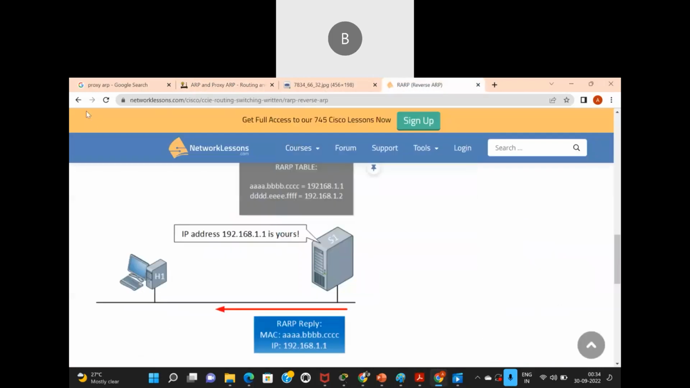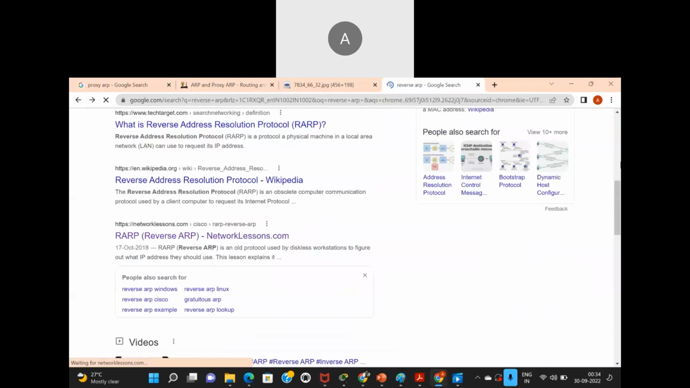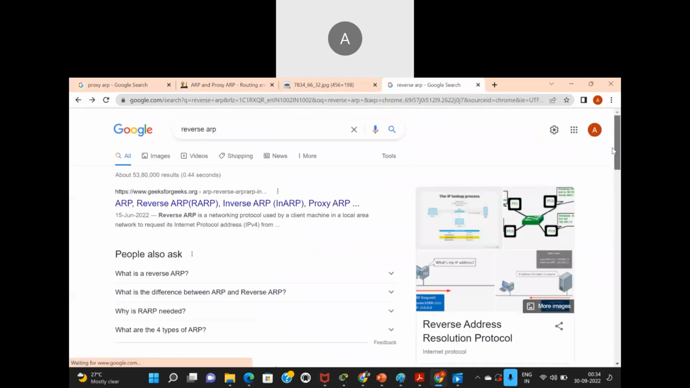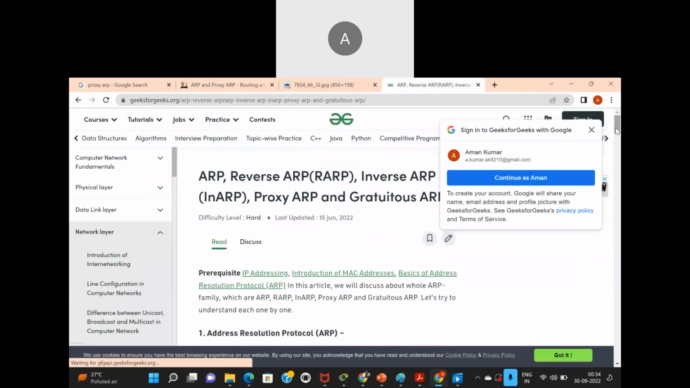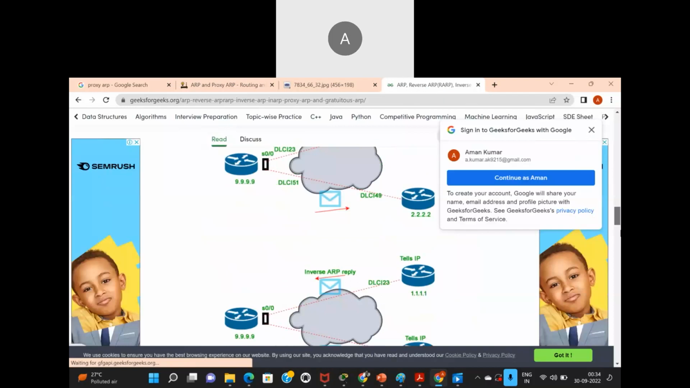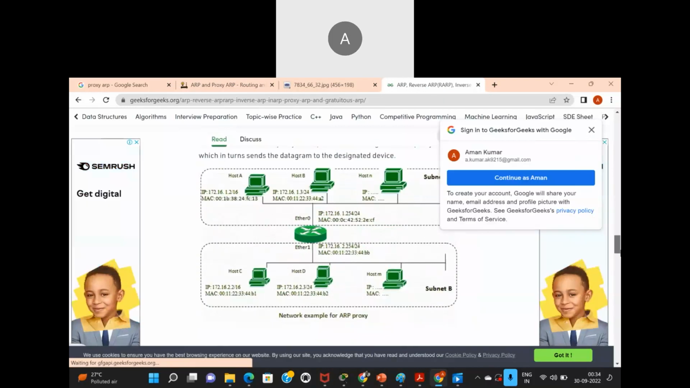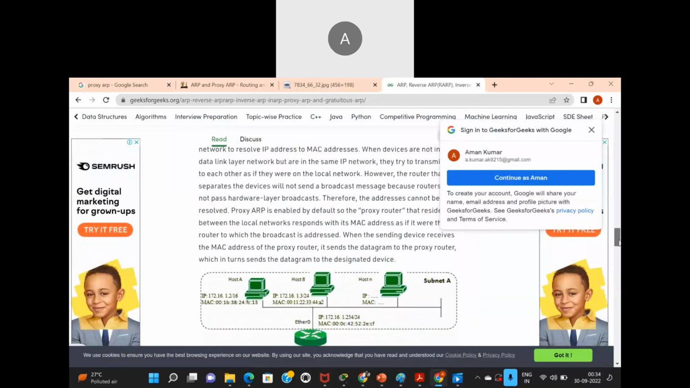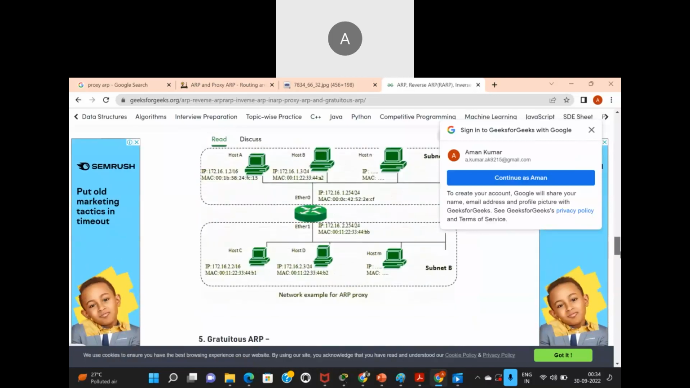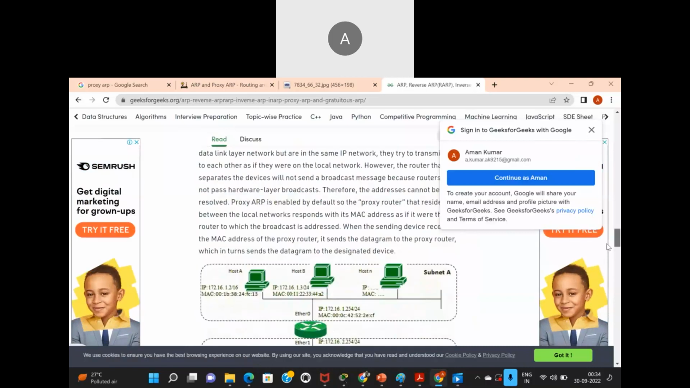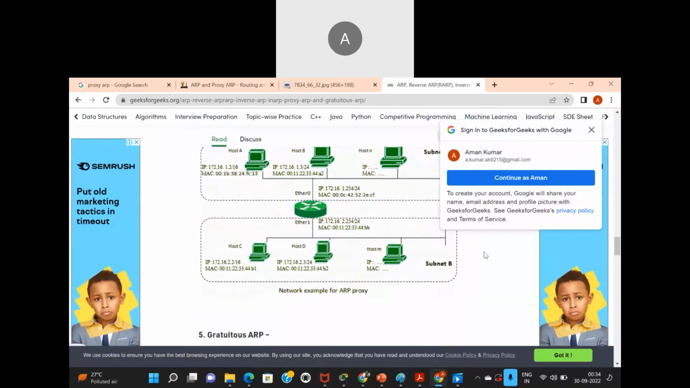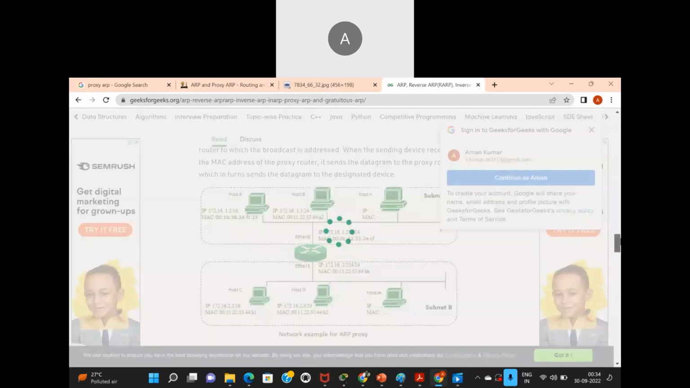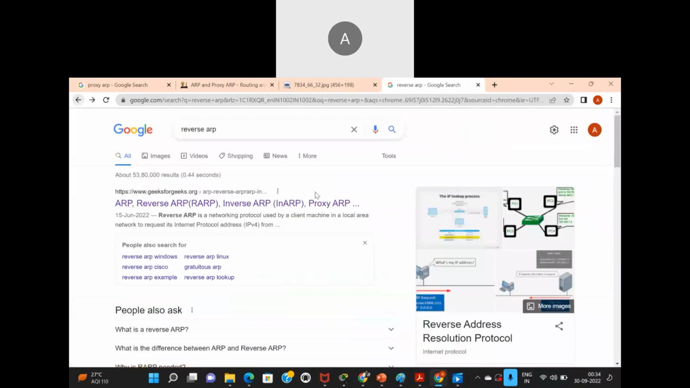I don't know if we can see that packet over there, but let me. I want to. There's another thing, proxy ARP. So proxy ARP over here.